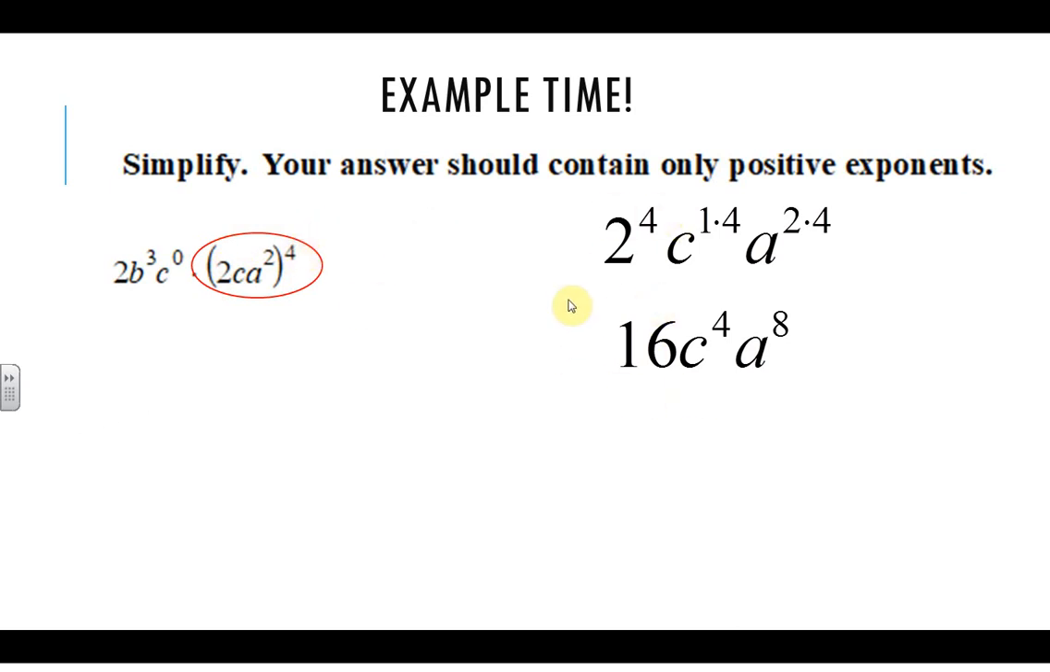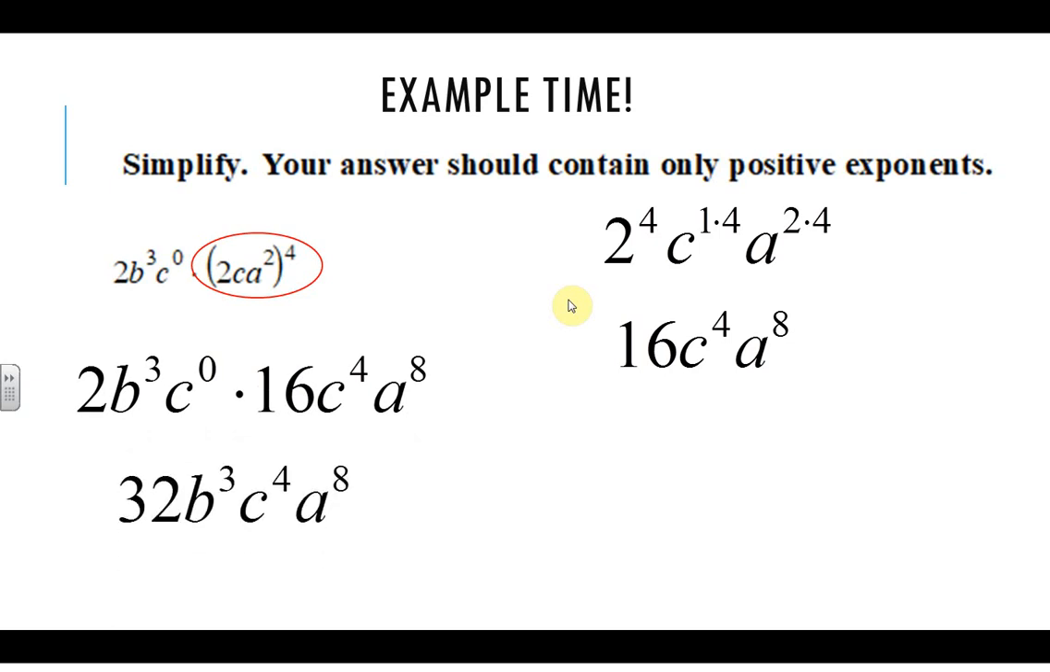Be careful. So then you put it back, and now you're sitting at multiplication. So you're going to multiply. 2 times 16 is 32, and then you're going to add your exponents. B, there's nothing else to add, so you bring it down. C, 0 plus 4, 4. And then the 8, you just bring it on down.